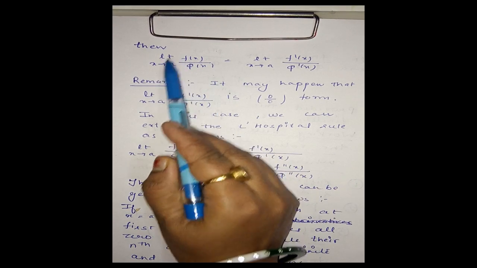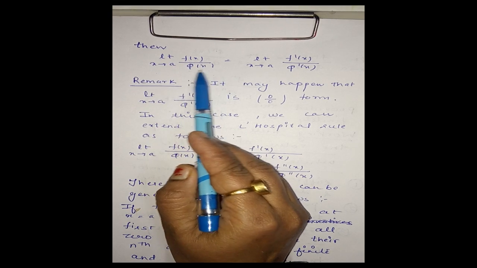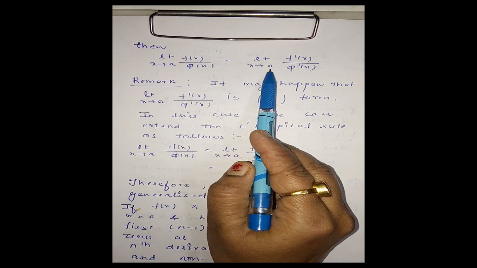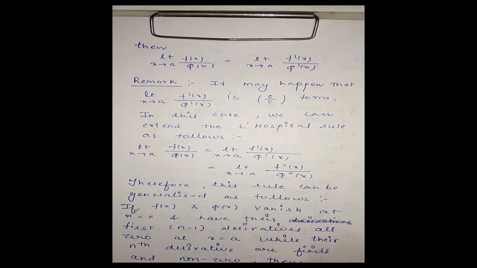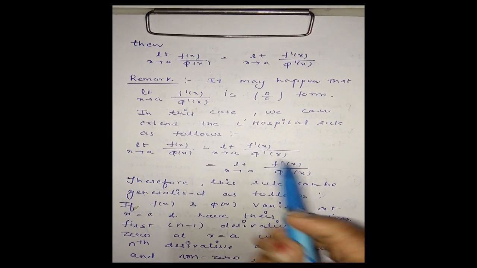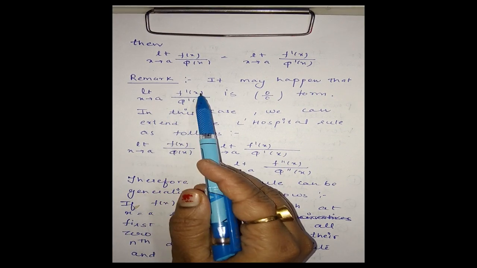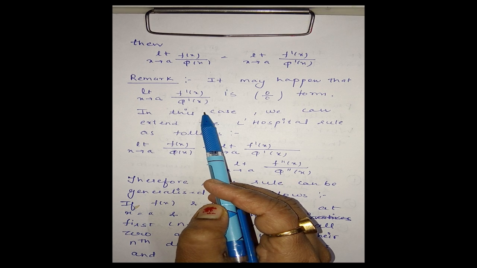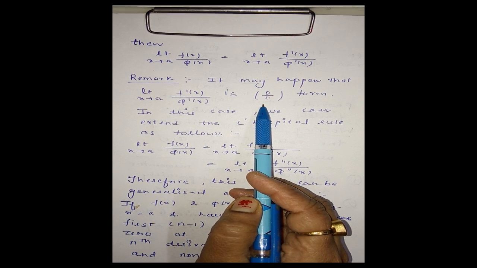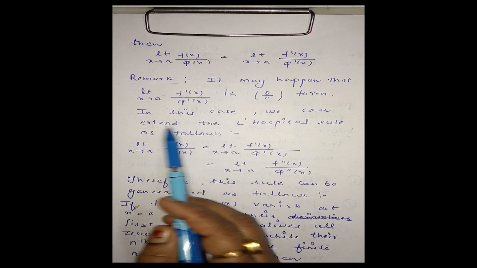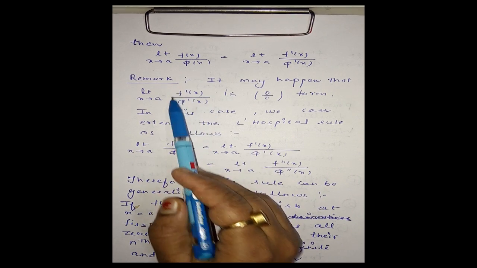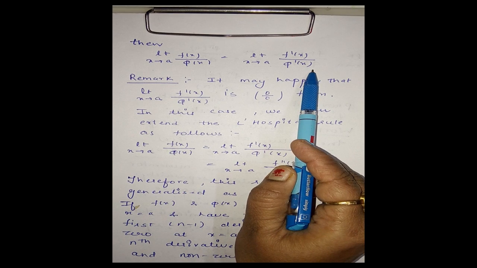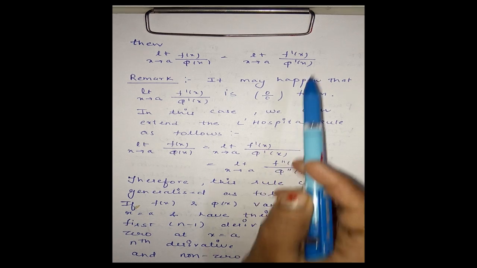Then the result says limit x tending to a f of x divided by phi of x is equal to limit x tending to a f dash x divided by phi dash x. Now here we note that it may happen that limit x tending to a f dash x divided by phi dash x is again 0 by 0 form, indeterminate form. In this case, we can extend the L'Hopital rule as follows. If again we are getting indeterminate form, then in that case we can extend our L'Hopital rule.